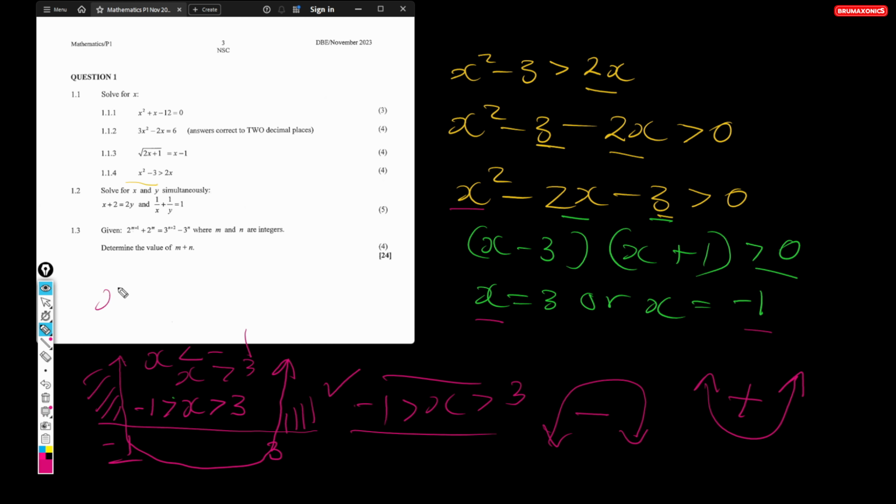Another thing is that you can say that x is actually from negative infinity up until -1, and then the other one will be 3 to positive infinity. So x is an element of 3 up until positive infinity. This is what you can write for this particular equation. I hope that you do understand it.